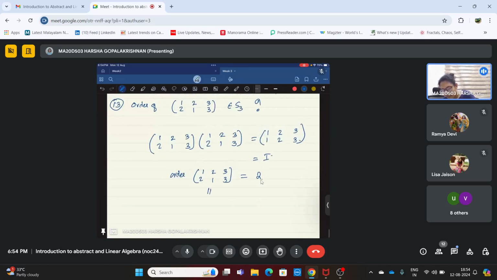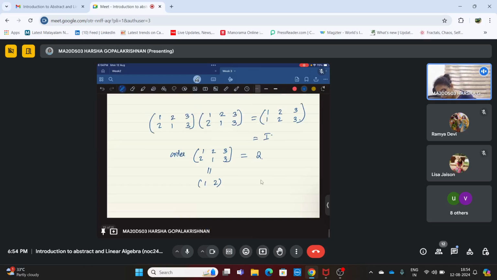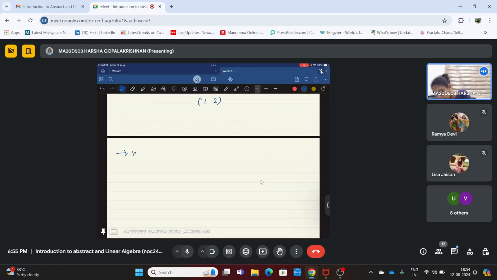Actually, this is nothing but the cycle 1 2. If you are given a simple cycle, then you can easily say what the order is. For example, what is the order of 1 3 4 in S4? What is the order?